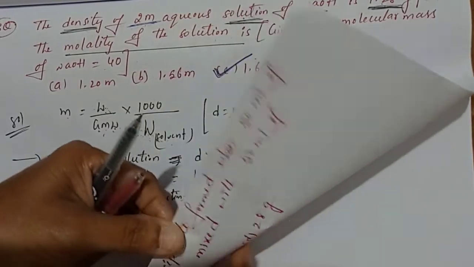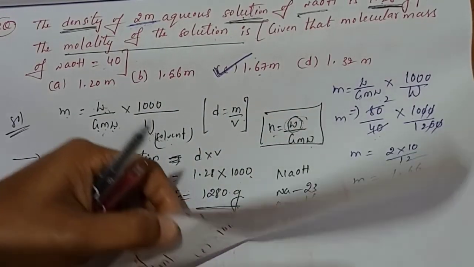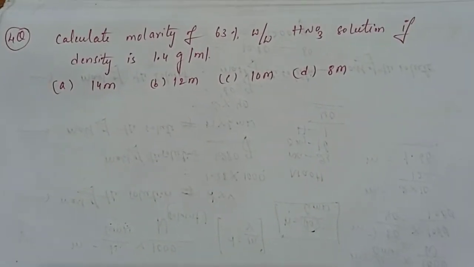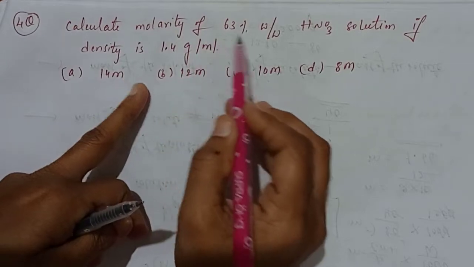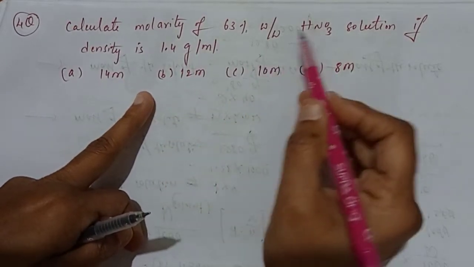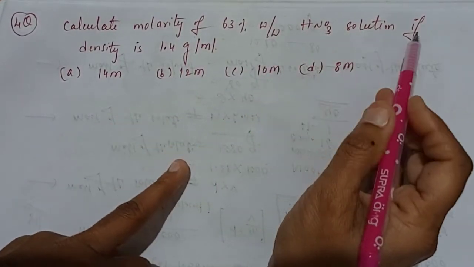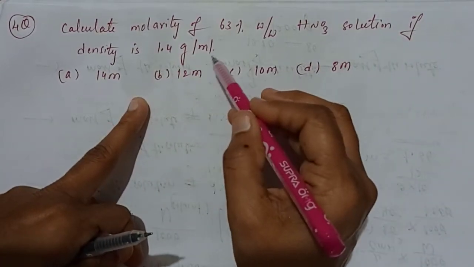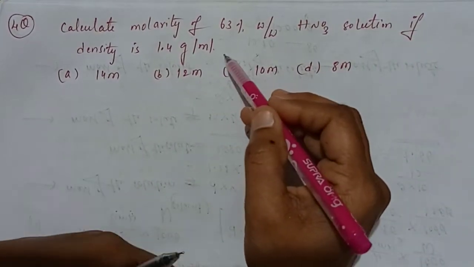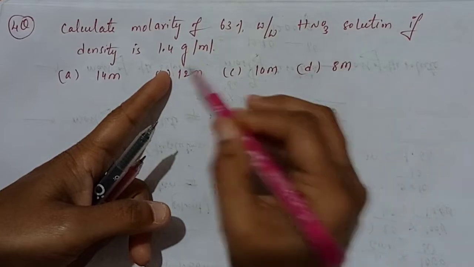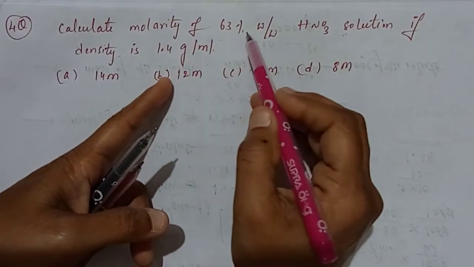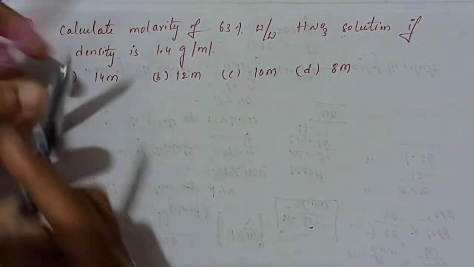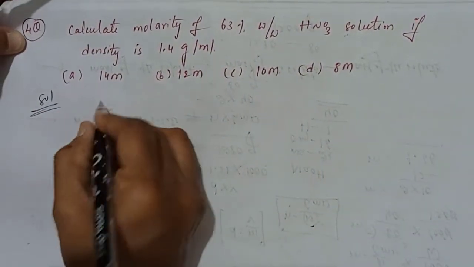Now next, the fourth question. See, what is the fourth question? How to find it? See here. Fourth question: calculate the molarity of 63% W by W HNO3 solution, if density is 1.4 gram per mole given. This is the density of the solution given, students. Now see, molarity. Calculate the molarity is asked. How to find it, students? Molarity we should find.